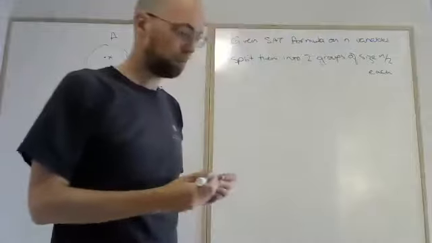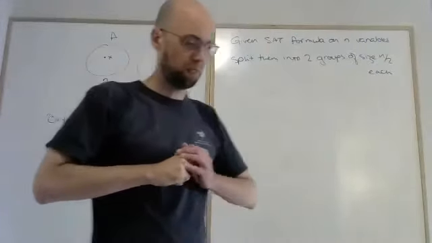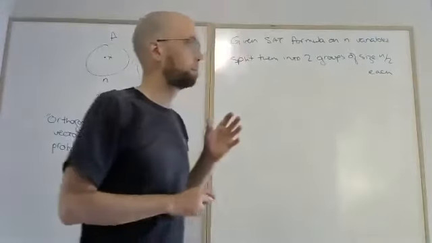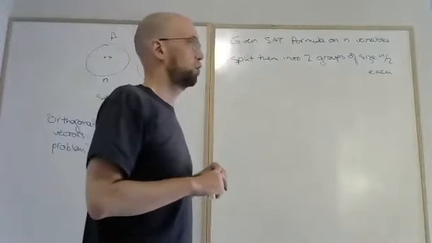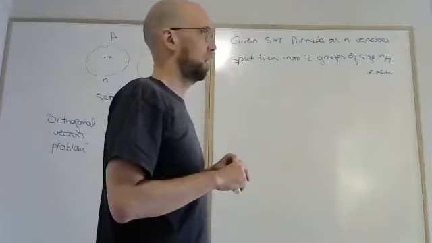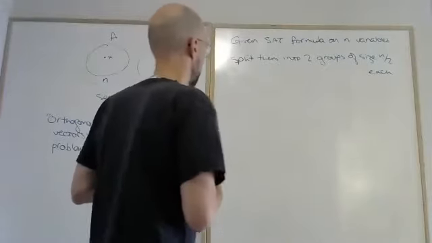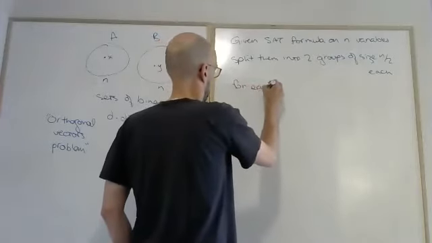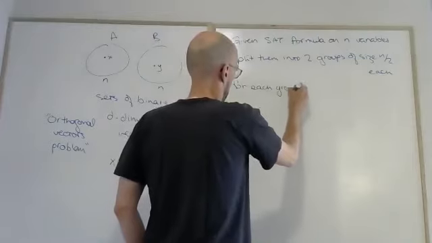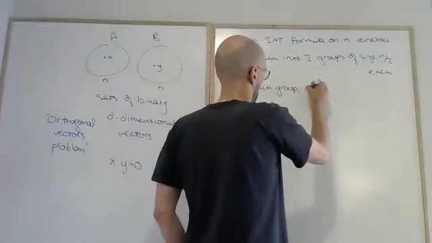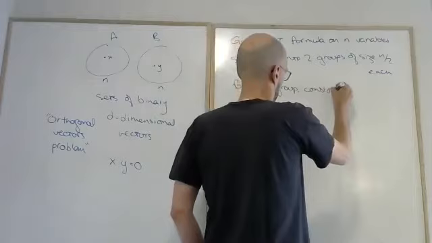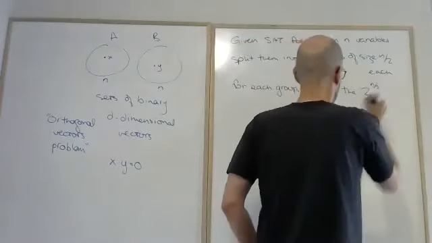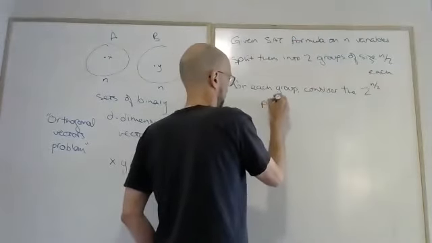Right. Now, what you do is, for each group, consider the 2 to the n over 2 possible truth assignments.